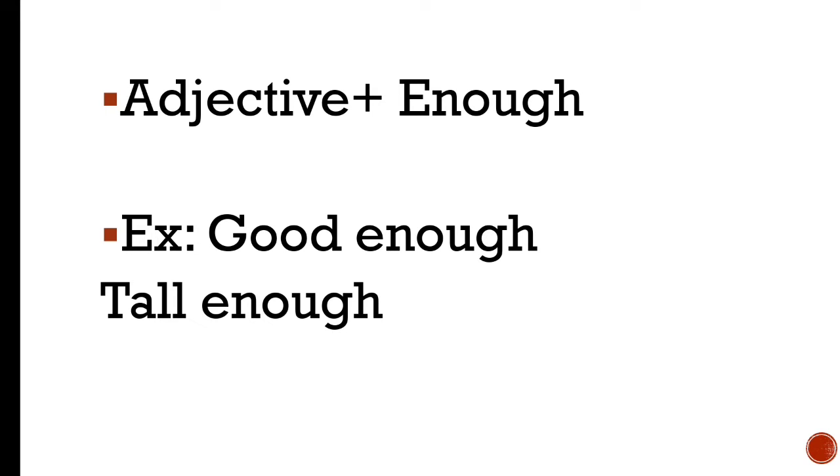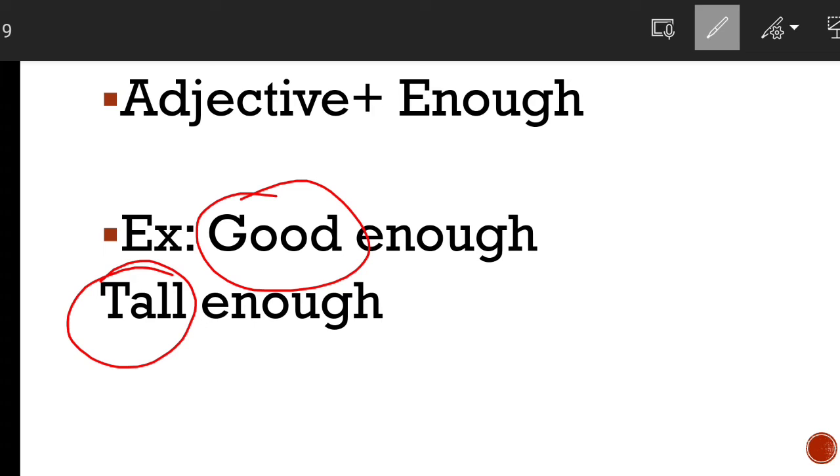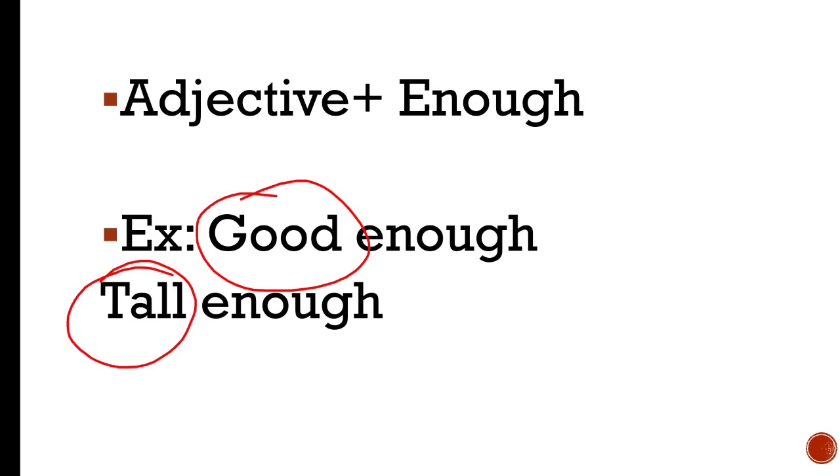But if we use adjective, then it will be adjective then enough. For example, good enough or tall enough. There's a sentence, he cannot reach the shelf, he is not tall enough. So here you see tall is adjective and good is another adjective. So always remember this: adjective plus enough and enough plus noun. Now let's see the next one. Now let's remember the same thing that I have already told you.